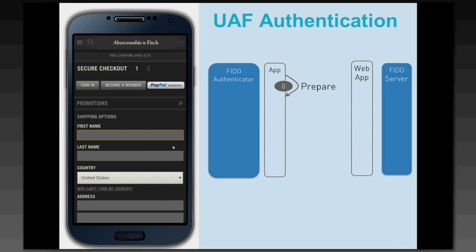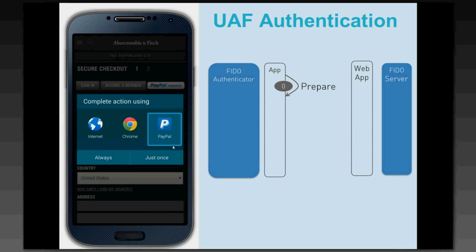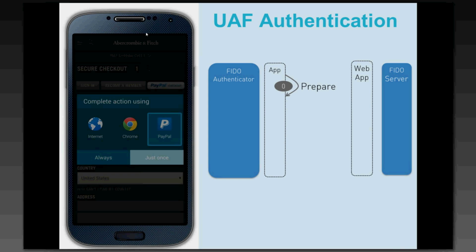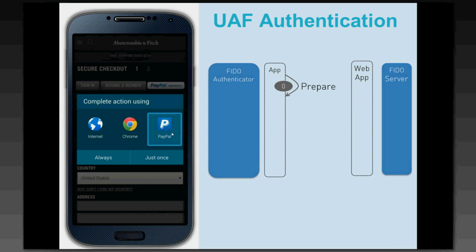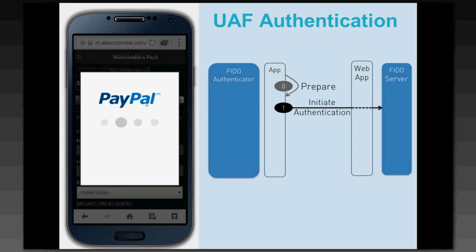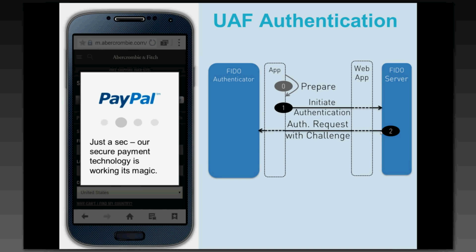So the Android operating system will ask us to select an application to handle that action. In this case, we use the PayPal application. We click on that. Now the PayPal application gets started. It triggers the authentication. So essentially, it talks to the web application, which then talks to the FIDO server and says, I need an authentication request. So the FIDO server generates an authentication request, including a random challenge, and sends that to the PayPal application.